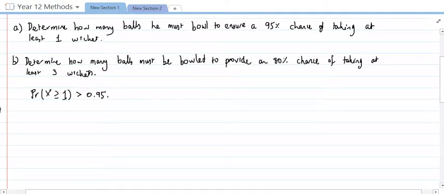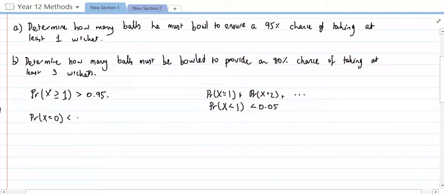Okay. Now, the thing is, if we're going to do the probability of x being greater than or equal to 1, that means really we're dealing with the probability of x being equal to 1 plus the probability of x being equal to 2 plus and so on. It's going to go on for ages. So an easier way to do this would be to instead say, well, if the probability of x being greater than or equal to 1 is greater than 0.95, then the probability of x being less than 1 must be less than 0.05. And the only time when x is less than 1 in this case would be at 0. So really what we have is the probability of x equaling 0 must be less than 0.05.